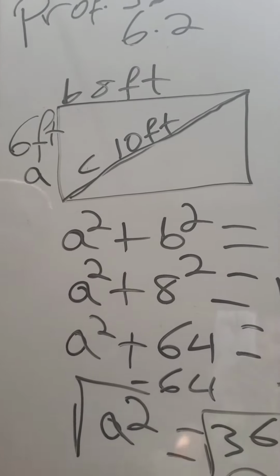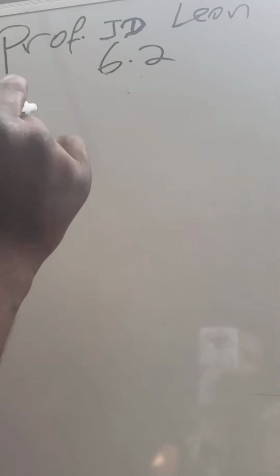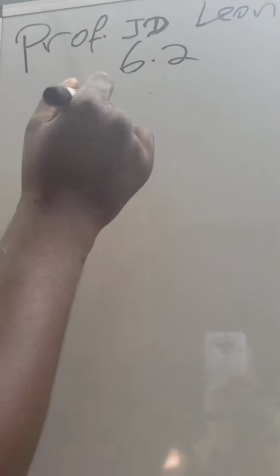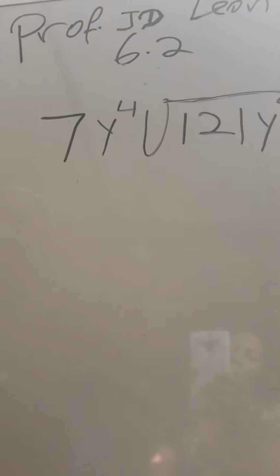All right, so real quickly, let's also take a look at this other example that you will see. The last problem was a word problem, but you may see something like 7y to the 4th power times the square root of 121y to the 9th power times x to the 4th power. And you're asked to simplify. This is the last example that I'm going to show you in terms of simplification.